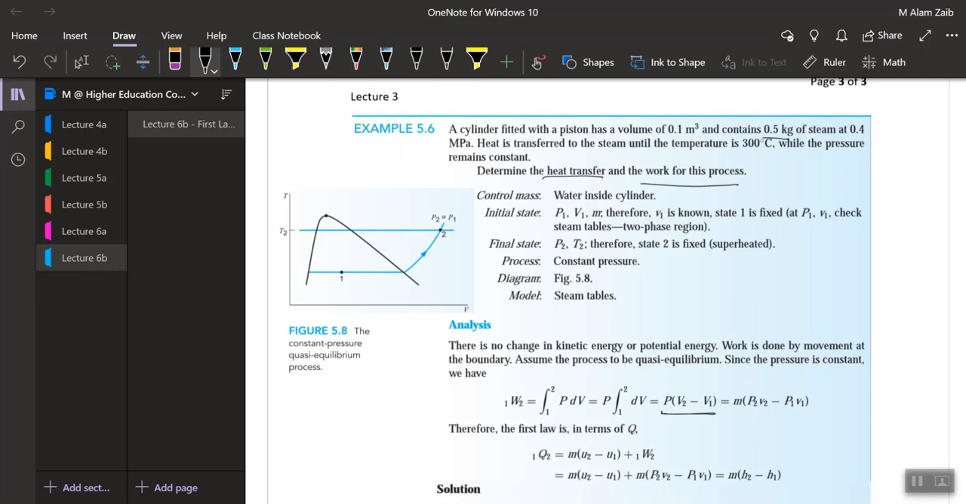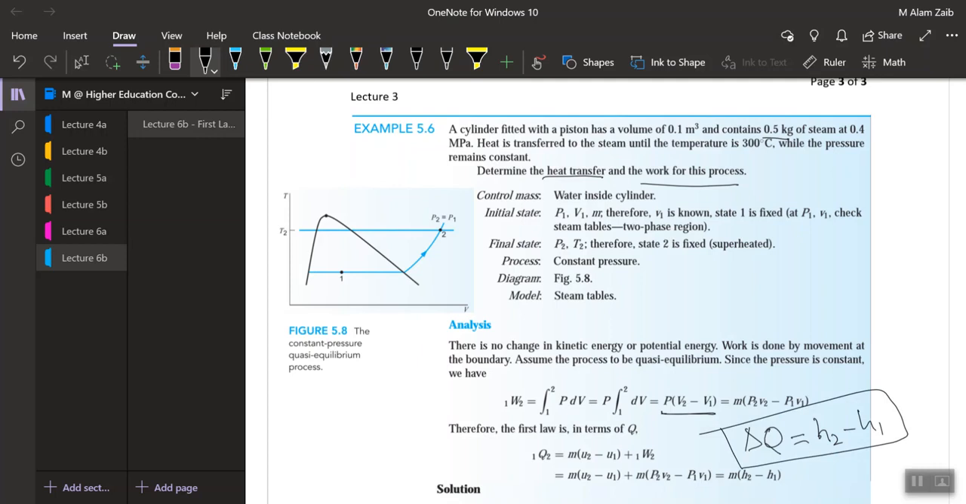For the heat transfer, obviously heat transfer would be equal to change in internal energy plus work done. And in the last lecture, 6a, we did say that the heat transfer in a constant pressure process is equal to the change in enthalpy, so H2 minus H1. We did define that equation, so we will be using it, which is actually quite easy.